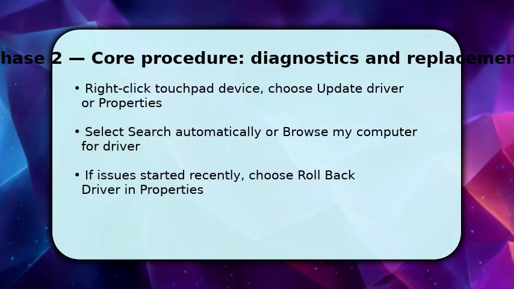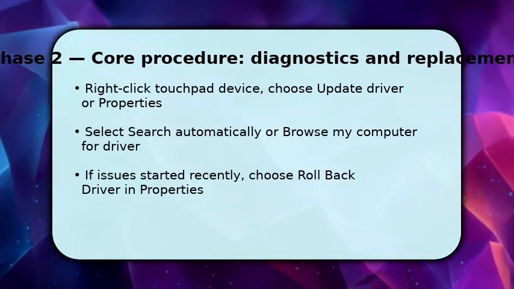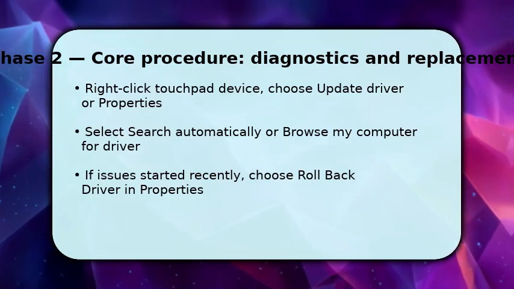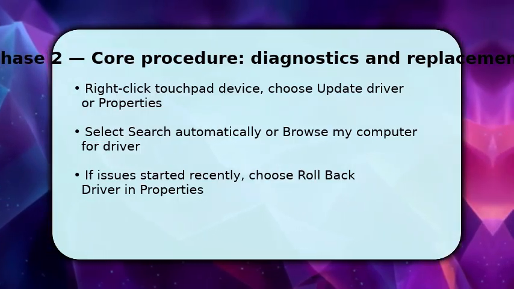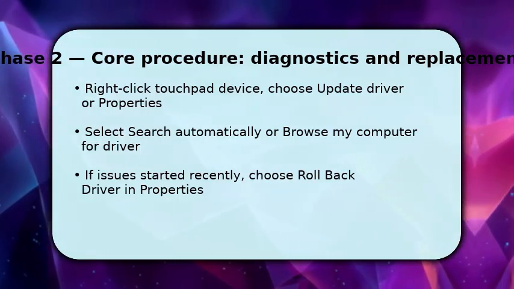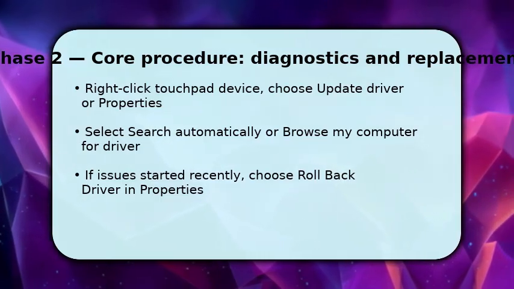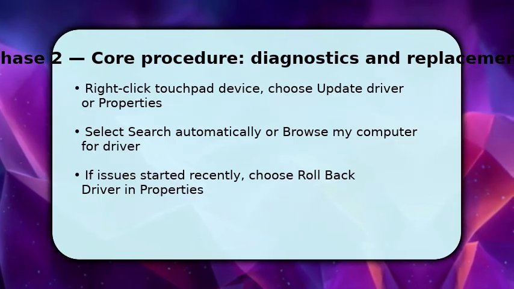Now you'll attempt the actual update or rollback. Right-click the identified touchpad device and pick Update Driver to let Windows search automatically. This is fast and often sufficient. If you have a vendor file, choose Browse My Computer and point to the driver folder. This ensures the exact driver installs.